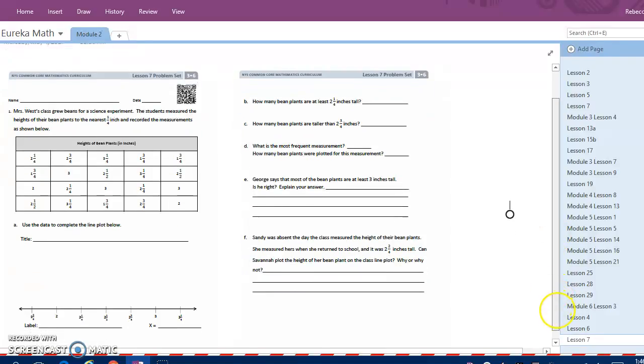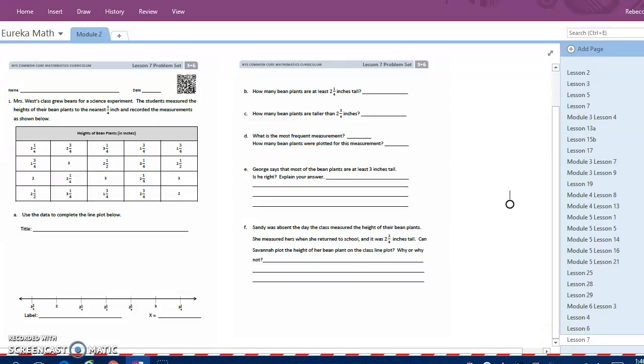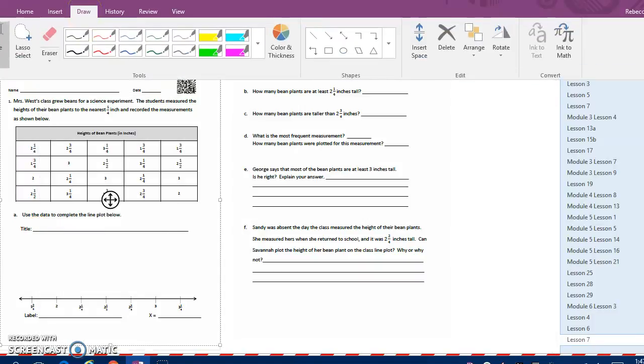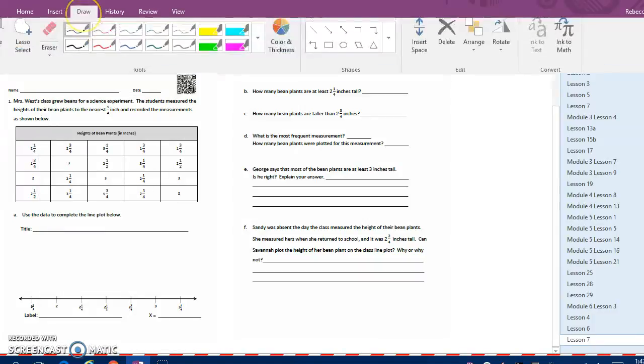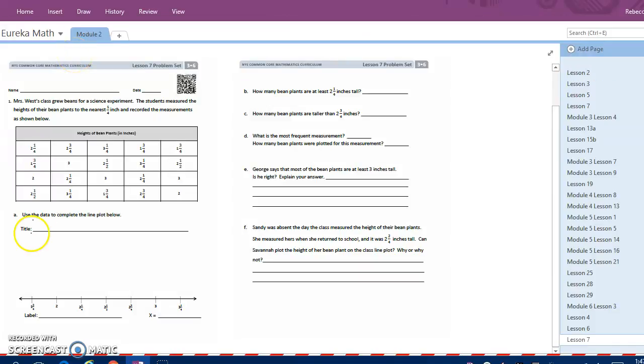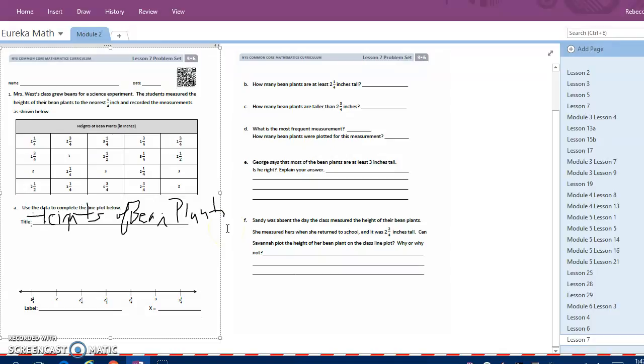All right, so what would we title this line plot? Well, if you think about it, if you go back to the table, the best way to title it is just the title of the table. So again, I apologize if this pen does not work right, but all right, let's do this. Actually, maybe if I make it thicker, it might help. Okay. Heights of bean plants. Okay, I just copied that from up above.